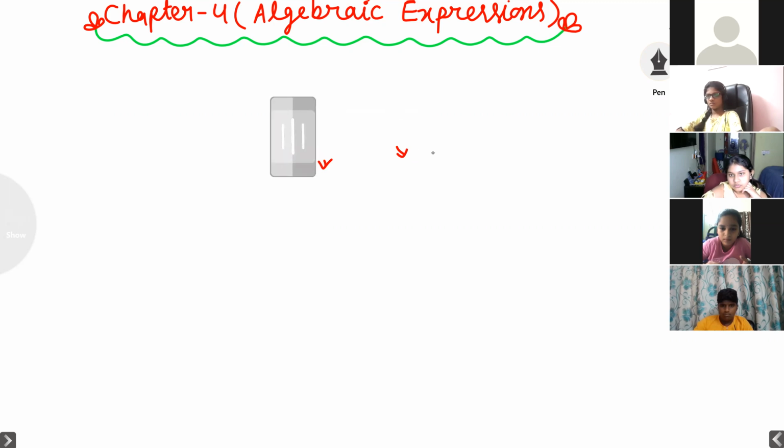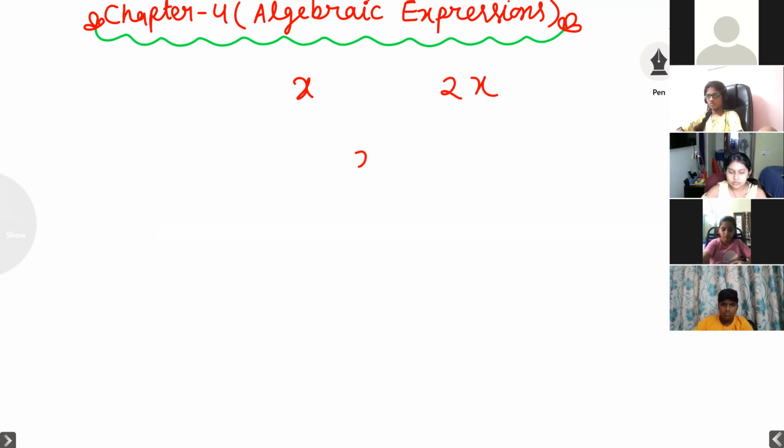But with the help of multiplication and division, we cannot separate the terms. This is called expression. Inside the expression, one concept I have used, the term concept. What is term? Terms are single numbers or variables or product of numbers and variables.